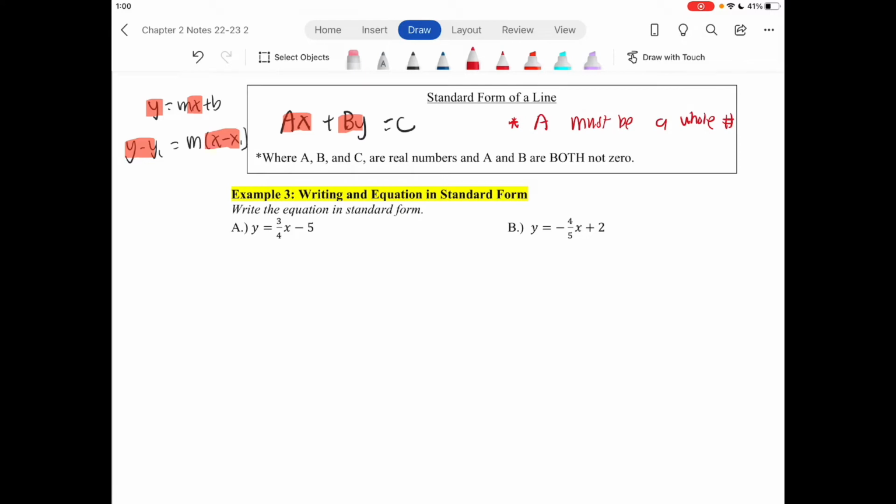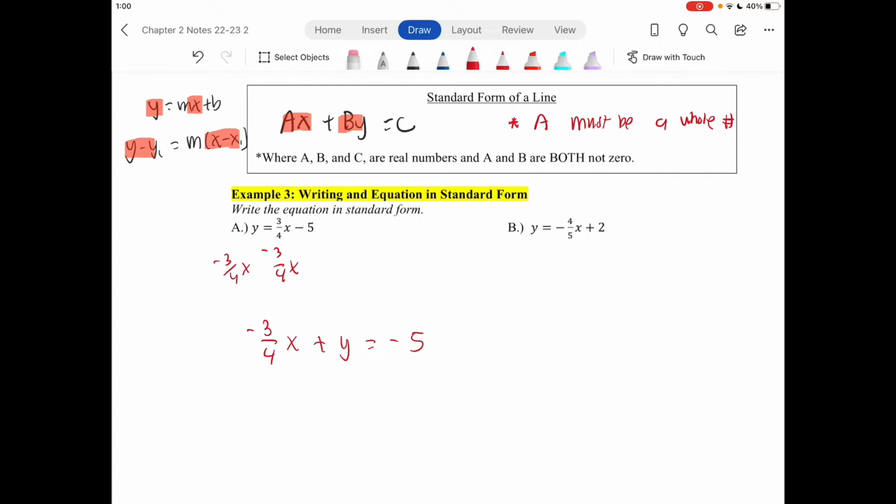Let's take a look at our first example. We want to write y equals 3/4 x minus 5 in standard form. Since x and y are on opposite sides, we need to move x to the same side as y. So we're going to subtract 3/4 x from both sides. So we're going to have -3/4 x plus y is equal to -5.